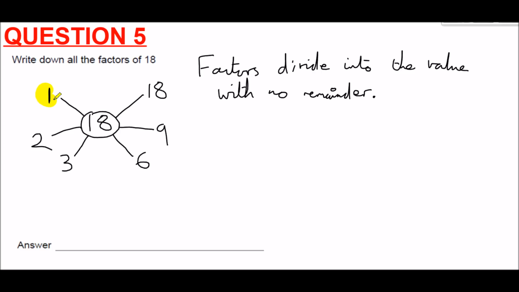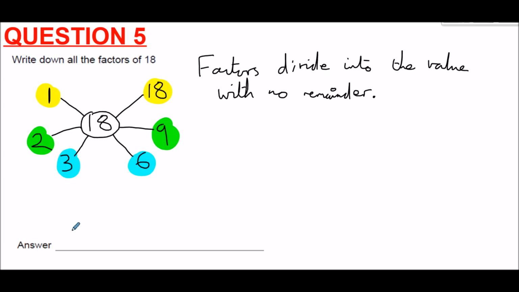I'm just going to highlight the pairs they've come in. So 1 and 18, 2 and 9, 3 and 6. Another way you can find factors is to be thinking, what whole numbers can I find which, when I multiply them together, give me the number I want? 1 times 18 is 18, 2 multiplied by 9 is 18, and of course 3 multiplied by 6 is 18.